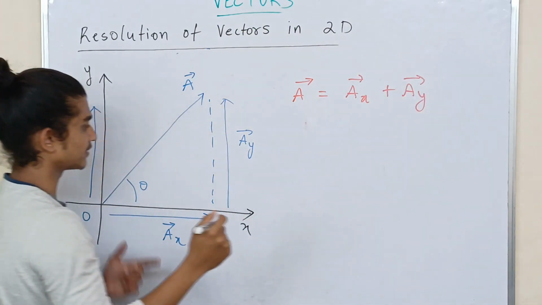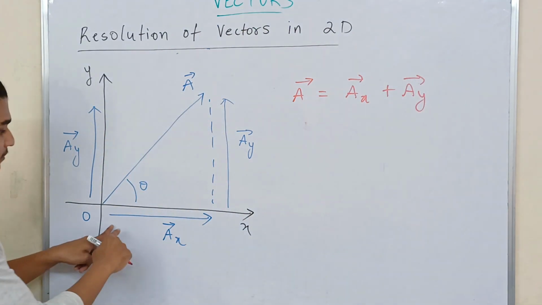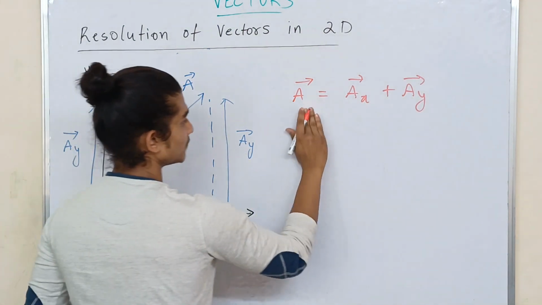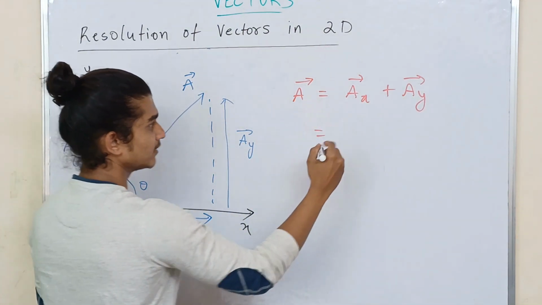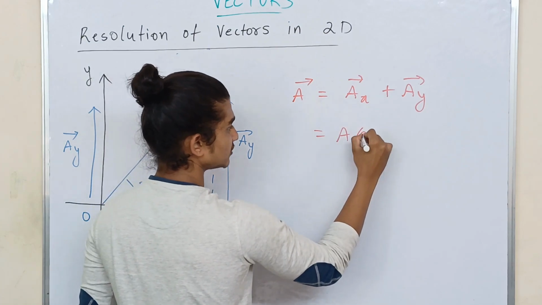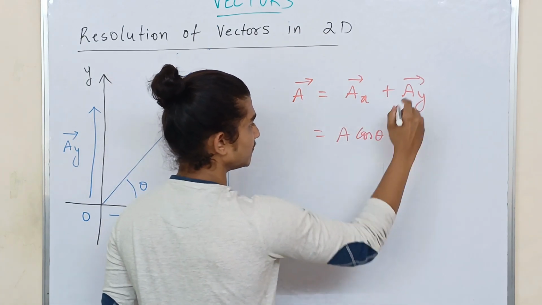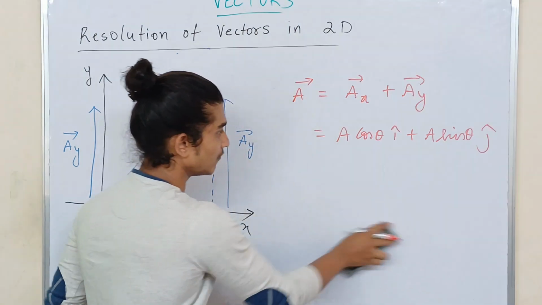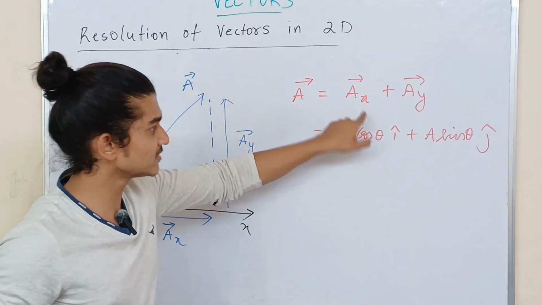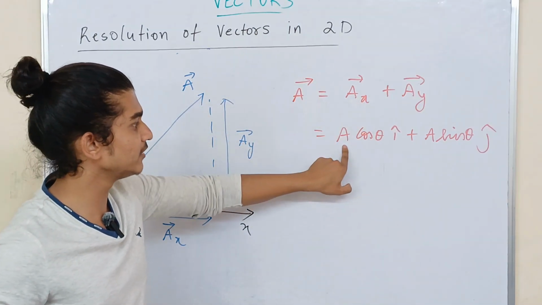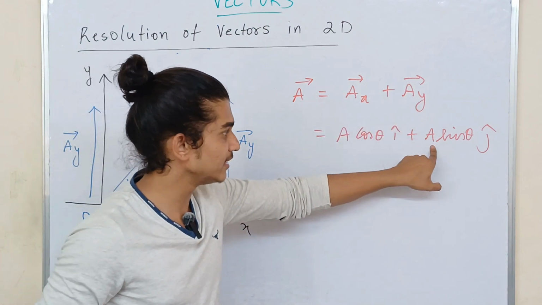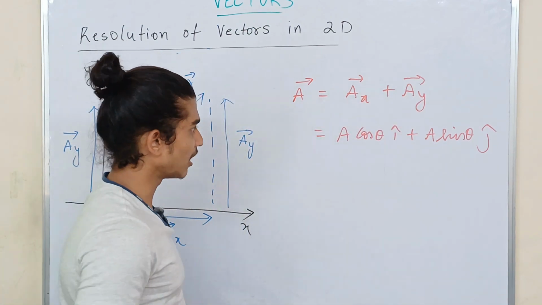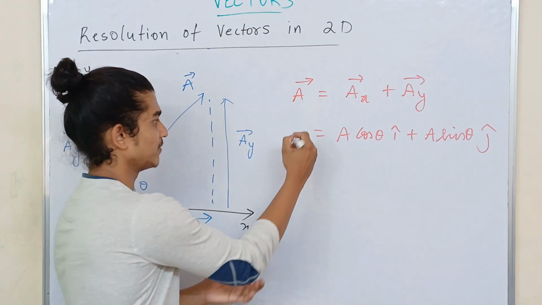You can apply the triangular law of vector addition over here. So ax plus ay is going to give you the a vector back. From the previous thing I did, ax is a into cos theta i cap, whereas ay is a into sin theta j cap. So always remember, ax means a into cos theta, ay means a into sin theta. You have to remember this no matter how much time it takes. So make sure you remember this.